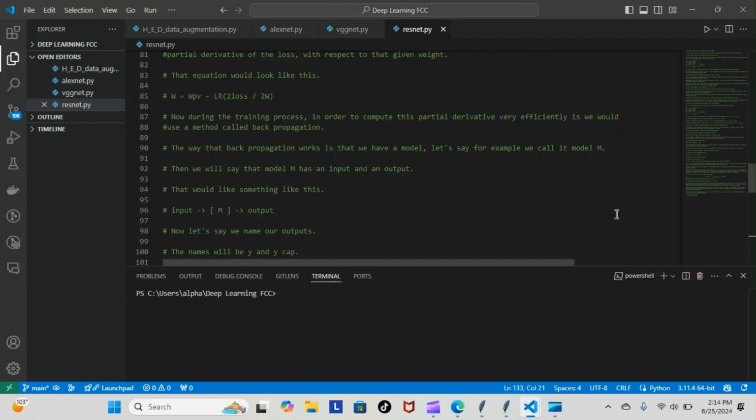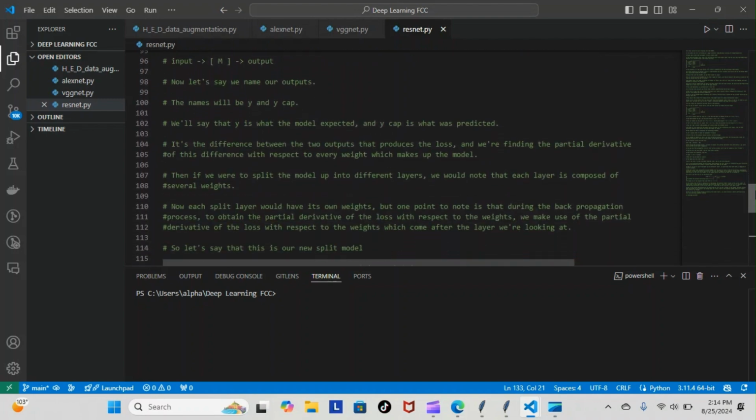Now, during the training process, in order to compute this partial derivative very efficiently, we would use a method called backpropagation. The way that backpropagation works is that we have a model. Let's say, for example, we call it M. Then we will say that the model M has an input and an output. That will look something like this. So we have our input going into our model M here, and we have our output. Now, let's say we name our outputs Y and Y cap.